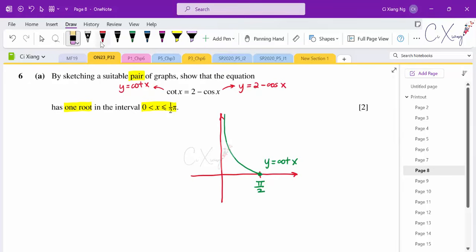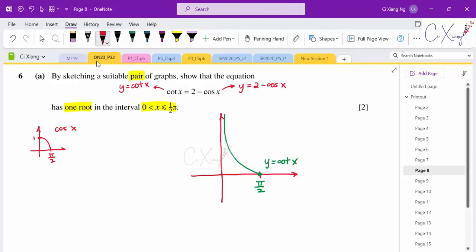Okay, so how to get the 2 minus cos x? I will start with the graph of cos x first. So the original graph of cos x from 0 until pi over 2 will look something like this. It will start from 0, 1, then the x-intercept will be pi over 2. This is the original cos x.